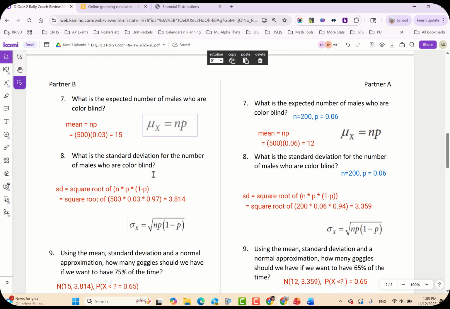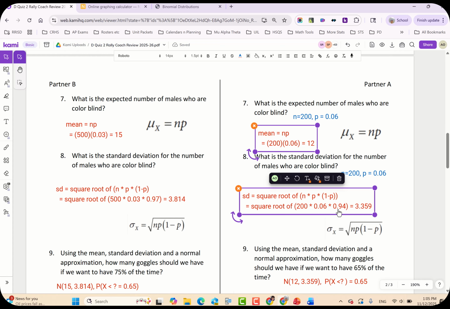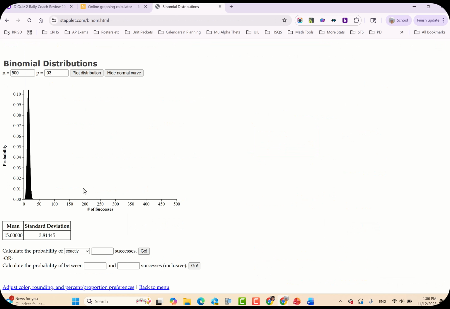200 times 0.06 is 12, right? And then here I have 200, I'm calculating the standard deviation, times 0.06 times 0.94. Take the square root of that is 3.359. So first of all, we got 3.814 for the binomial. Yep, pretty much 3.814. And then when we have 200 and 0.06, so I'm doing both partners right now. You can see the mean is 12 and the standard deviation is about 3.359, okay, which is what I have there, okay?